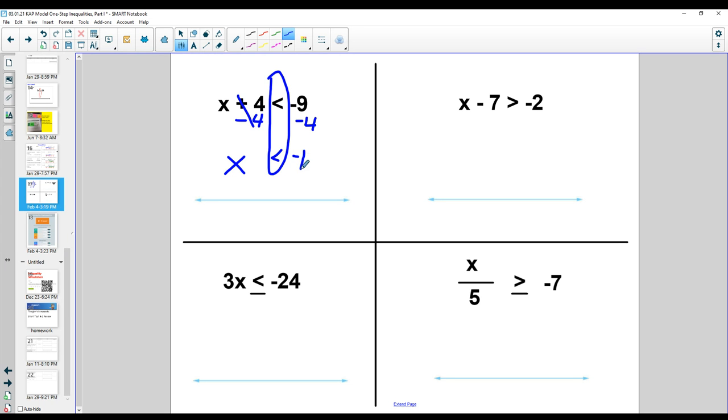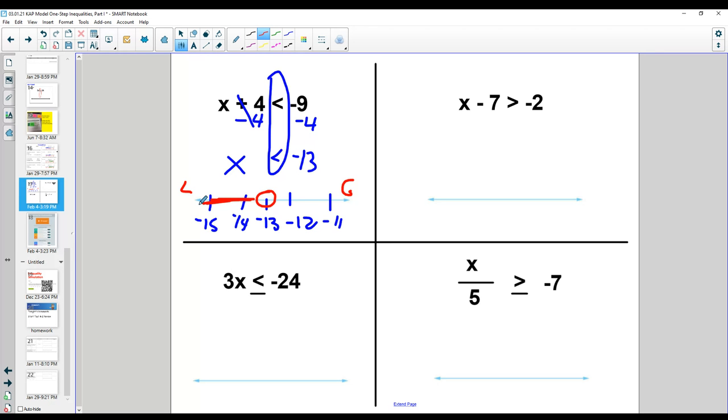Then we draw a number line, -13. What's closer to 0? -12, -11. And what's farther from 0? -14, -15. Is this going to be an open dot or closed dot? X is less than. So less than, where do you find the least to greatest? The least side is down here. So it has to be less than -13. So you shade this side. It cannot be -13. It has to be less than -13, like -14, -15, -16.